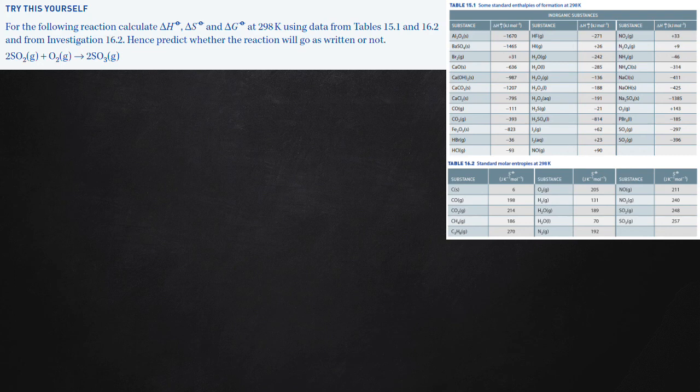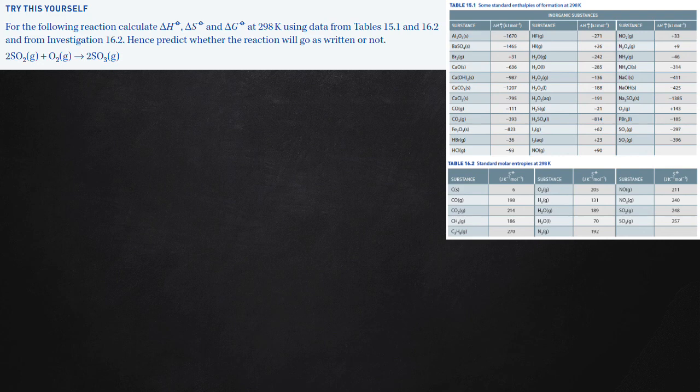So we're going to do the same again. You might want to pause it here and go ahead and try this problem and then come back to the video and see how you've gone. So again, we need to calculate delta H, delta S, and plug that into our Gibbs free energy. We're going to use 298 Kelvin again, so we're using the standard temperature here. We've got our table so we can get our values for entropy and heat of formation, and we're going to predict whether the reaction will go as written or not.